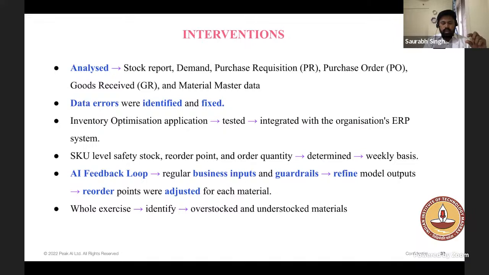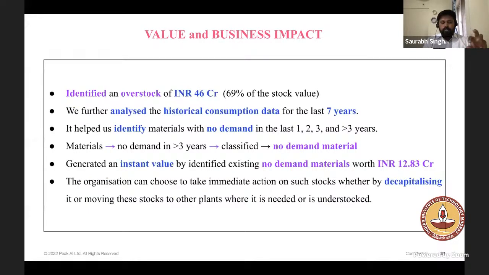With this whole exercise, we have been able to identify what is their current overstock inventory and what is their current understock material. We identified that out of that 67 crore rupees, 46 crore rupees of inventory is overstock, meaning they have piled up those spares more than required.